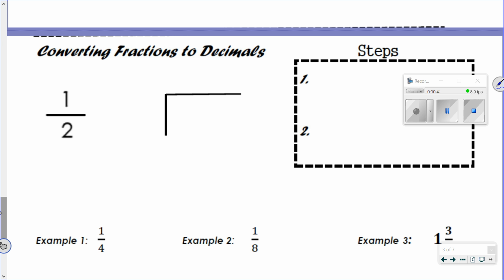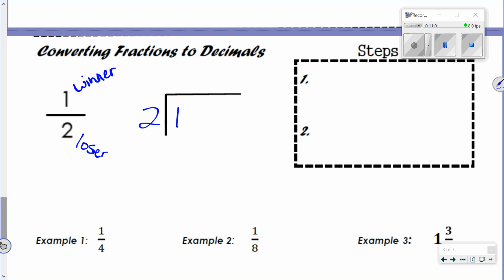Okay, remember, we already talked a little bit about this. Our 1 is the winner. Our 2 is the loser. So the winner goes in the house. The loser is left out in the rain. So what are your 2 steps? It is sad. But, you know, sometimes life is sad. There are winners and losers.